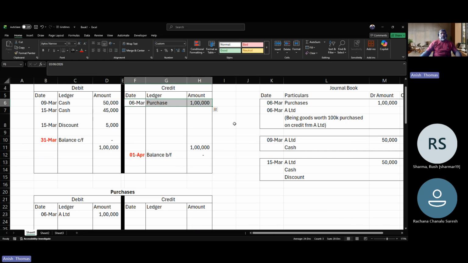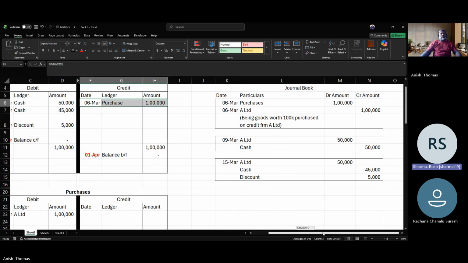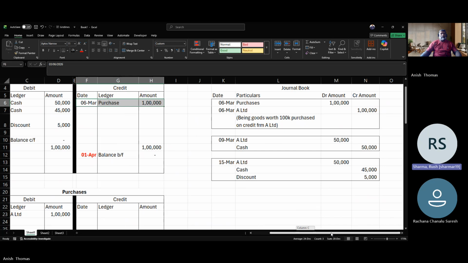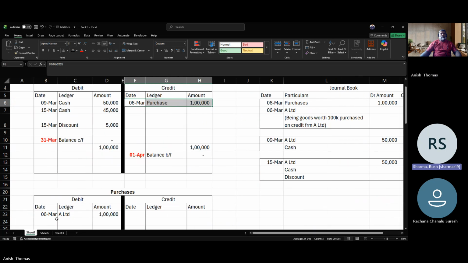Rushit, you're asking something. What I was saying is that on the journal entry, you put purchase and A Limited, debit and credit, and on the purchase account, we're putting A Limited as debit. No, this is just the reference. This is what matters: I'm debiting over here, 100,000, and crediting over here. So we're just putting the particulars, the counter side of the debit.